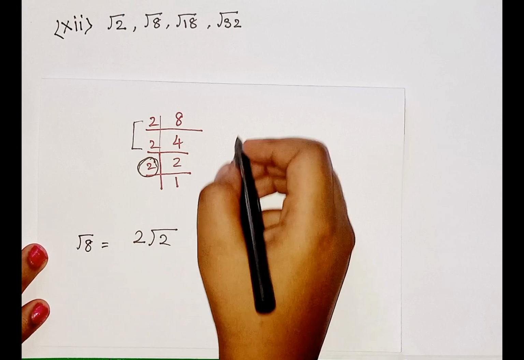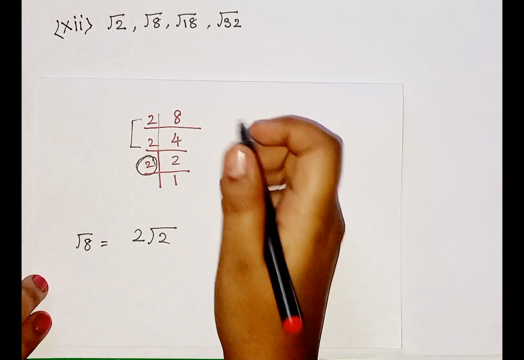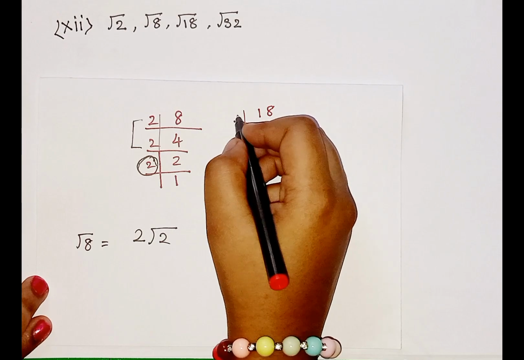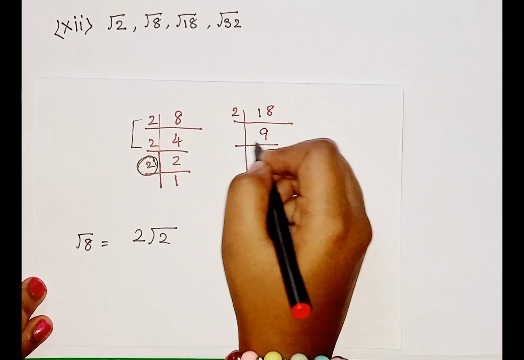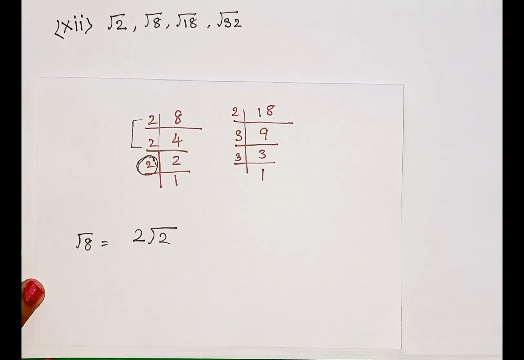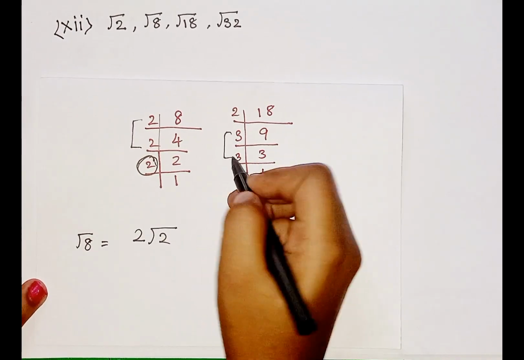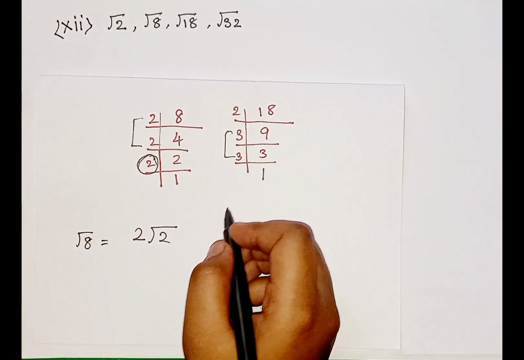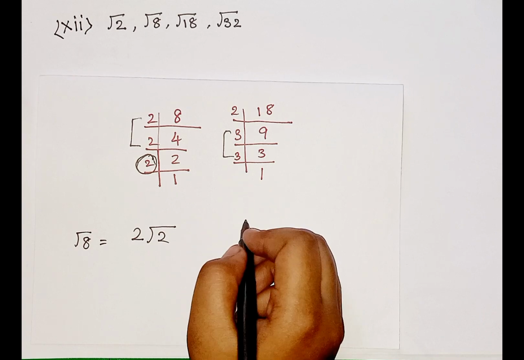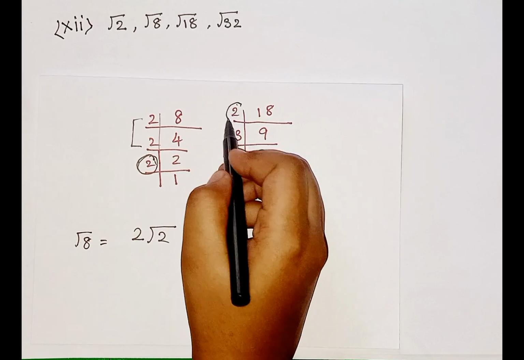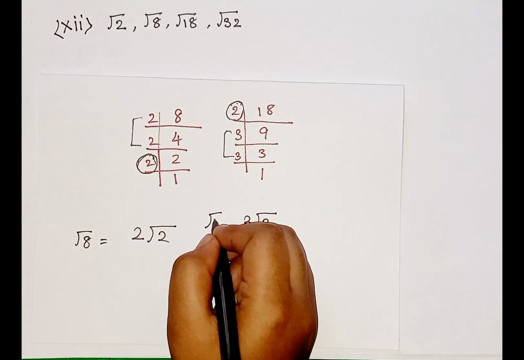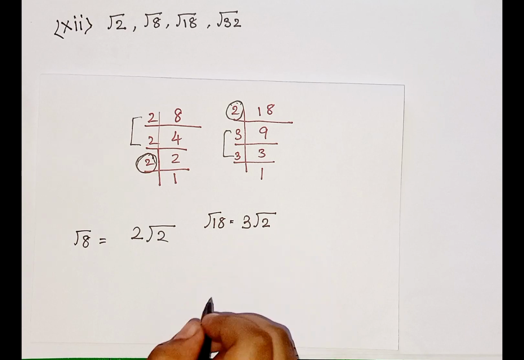Let us find the factors for 18 as well, then it will be easy for us. 18: 2 nines are 18, 3 threes are 9, 3. Perfect. Now we can take this as a pair. I just told you whatever pair we have, we take it out of the root, and whatever is left lonely, we write inside the root. So the value for root 18 is equal to 3 root 2.